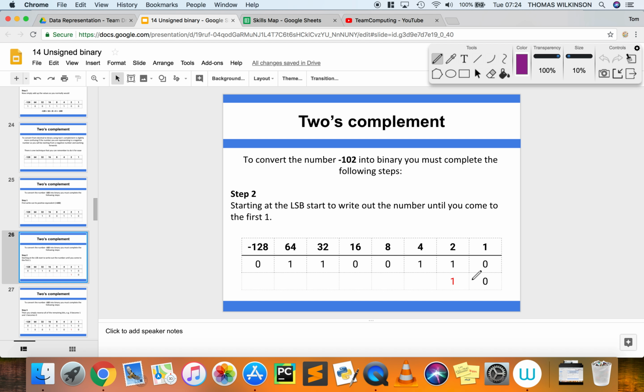And we're going to ignore any zeros, but the first time we reach a 1, every number thereafter is going to be switched around. So we're going to convert the zeros to the 1. So we can see in the number minus 102, there's nothing on the 1 here, but there is on the 2's column, there is a 1. So we're going to meet up to this point.